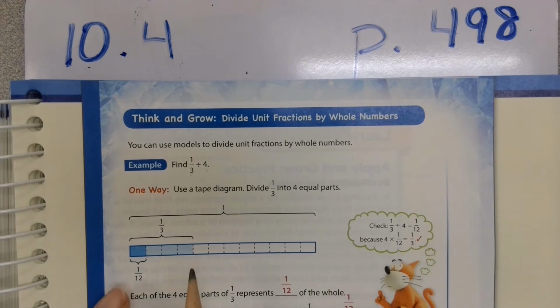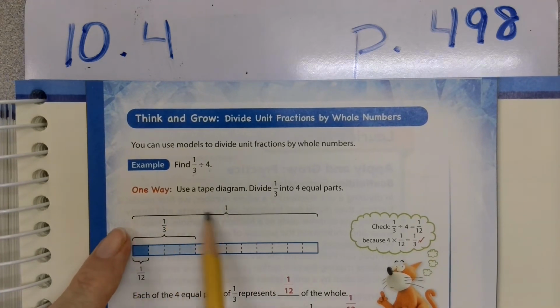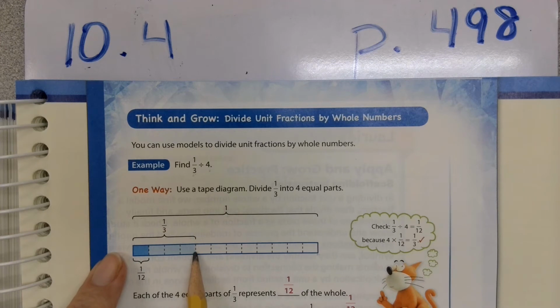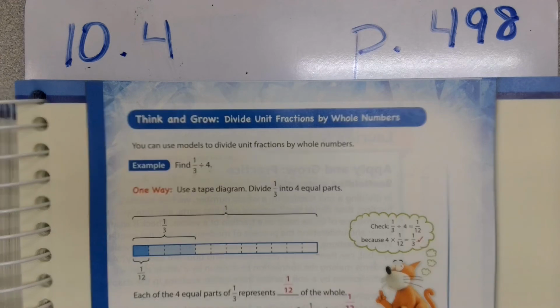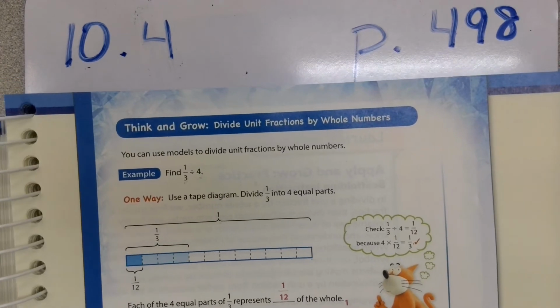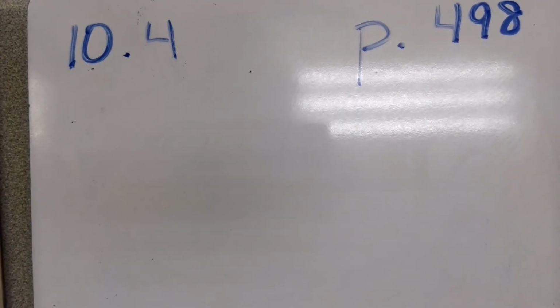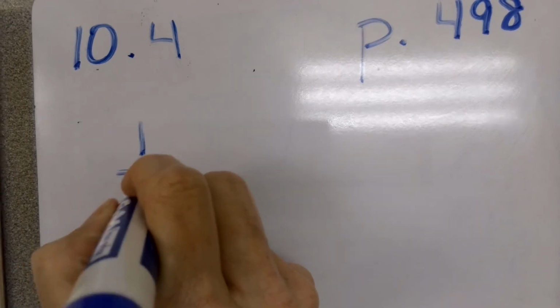All right, you see we have one unit broken down into thirds, and that third is broken down 4 ways. So the third is broken down into fourths, which represents 1/12. Let's look at that the same way that we learned yesterday with our keep, change, flip.